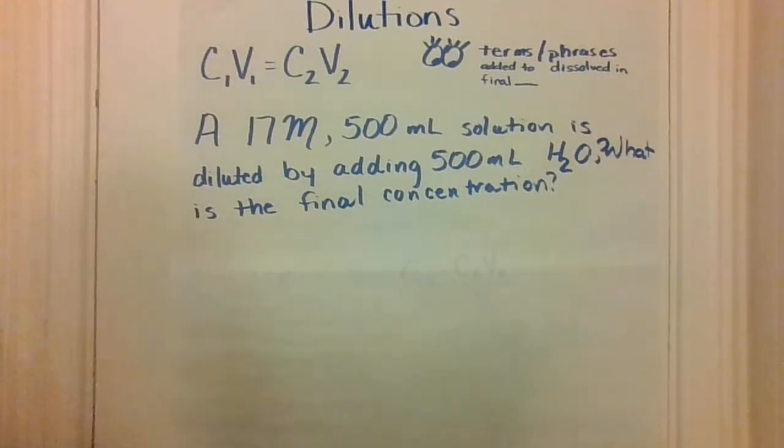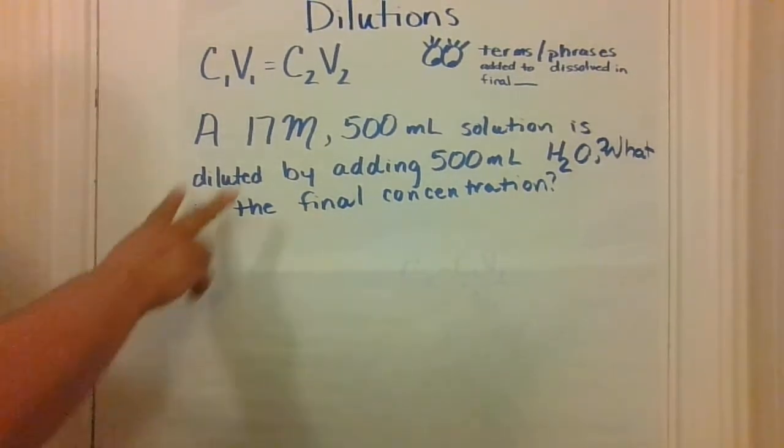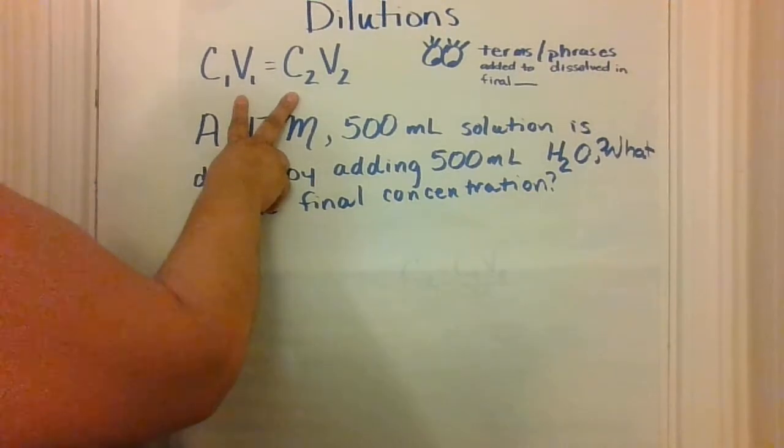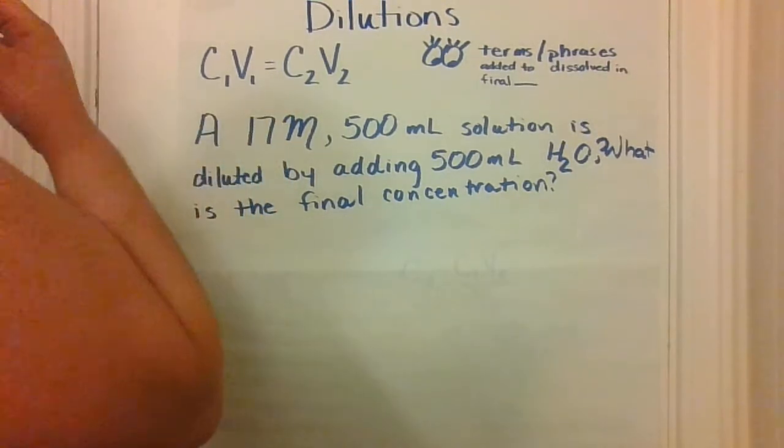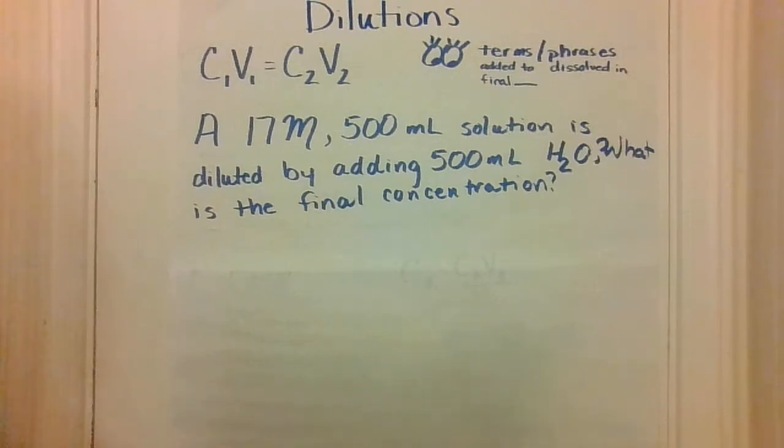All right. So here we are today. We're going to be talking about dilutions. And as you can see here, we have our formula necessary to solve for dilutions. We have C1V1 equals C2V2.